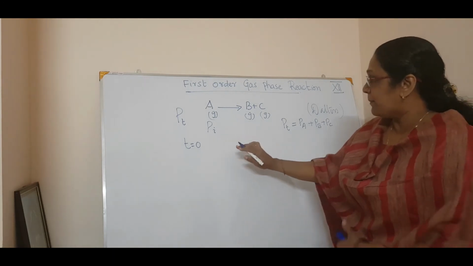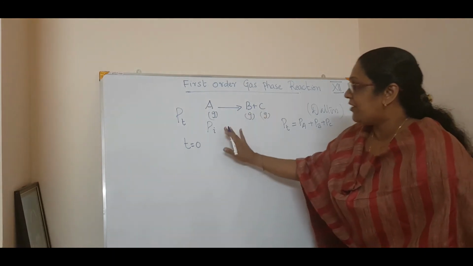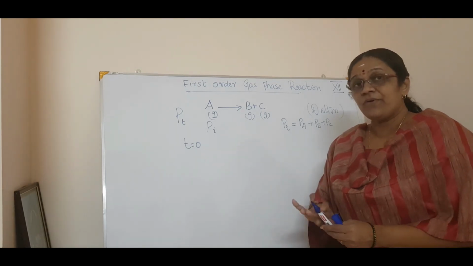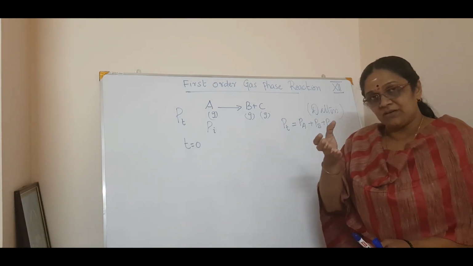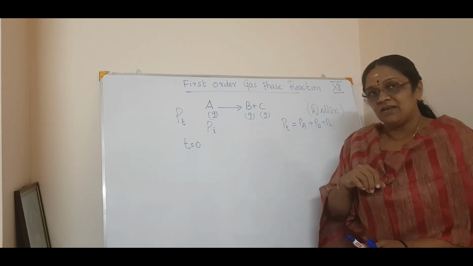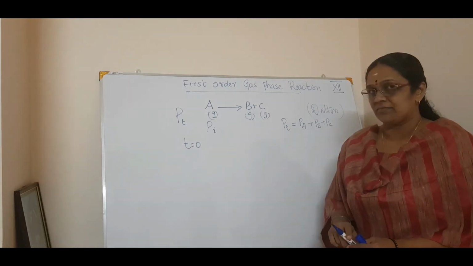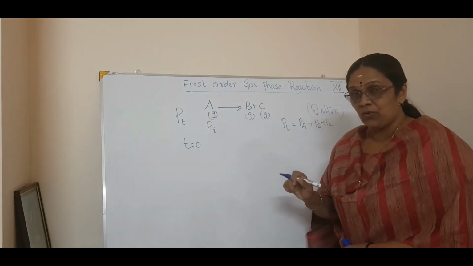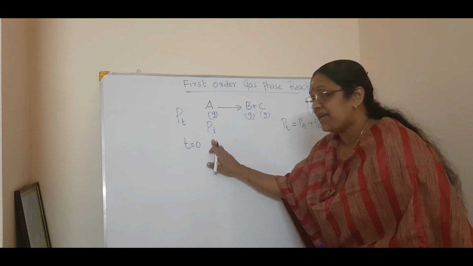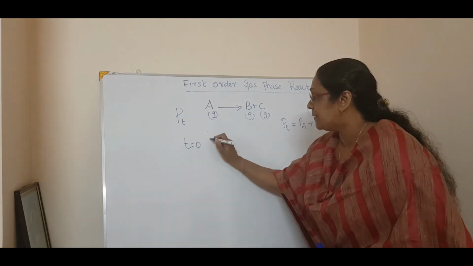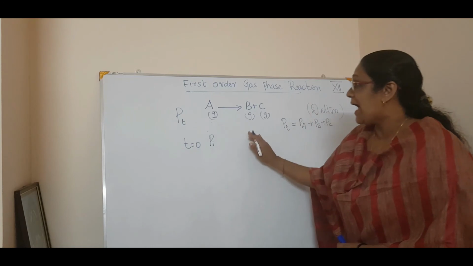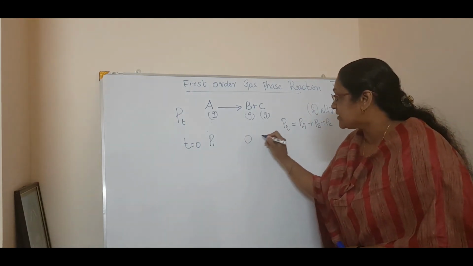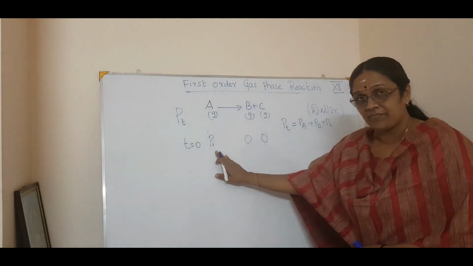Now coming back, A giving B plus C, if Pi is the initial pressure, and listen, if X atm is the decrease in pressure. Now when time t is equal to 0, the pressure is Pi, correct? I will write here, the pressure is Pi. At that time, what will be B and C? It is 0 because nothing has happened. Initially it is there, correct?